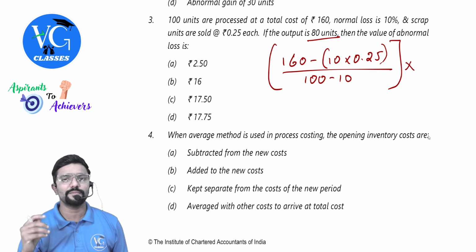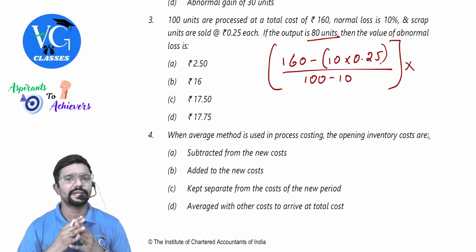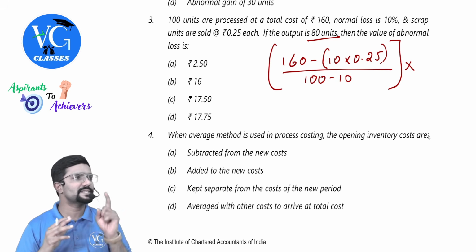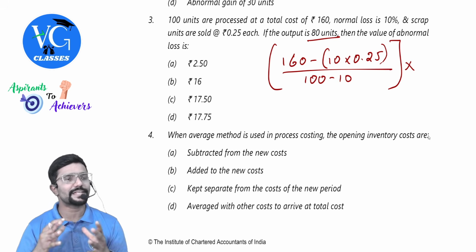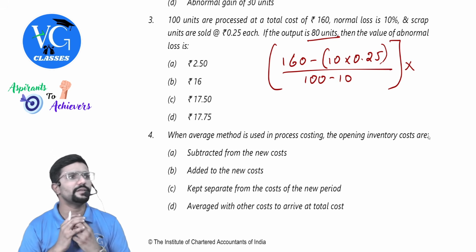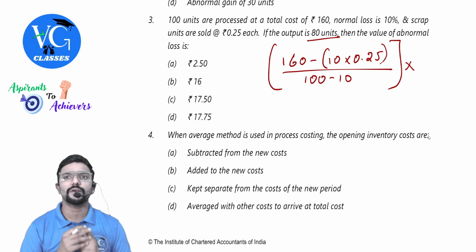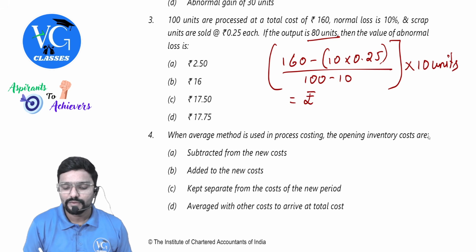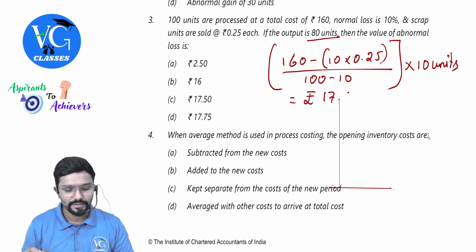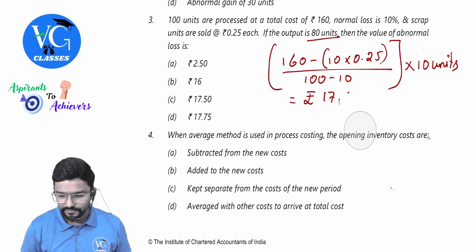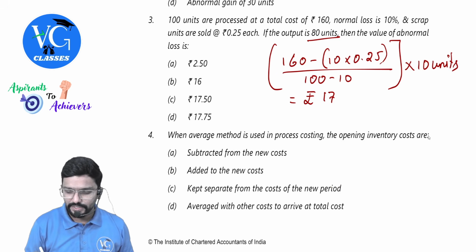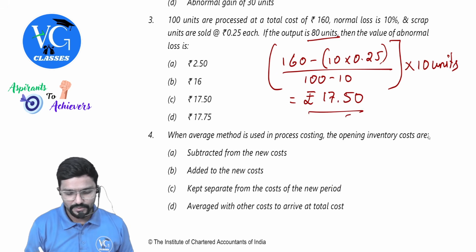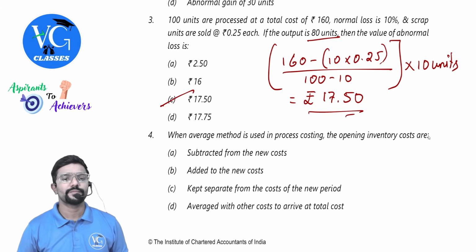Into how many units are the abnormal loss? 10. So how did you get 10? 100 minus 10% is 90 expected output, but we actually got an output of only 80 units. That means there is an abnormal loss of 10 units, guys. So into 10 units. Amount, please. 17.50. So the answer is C.